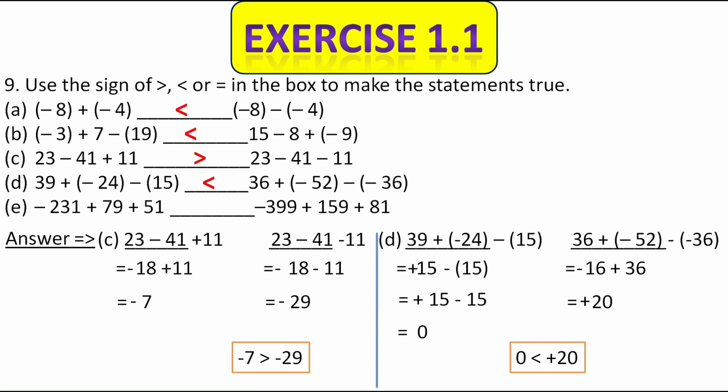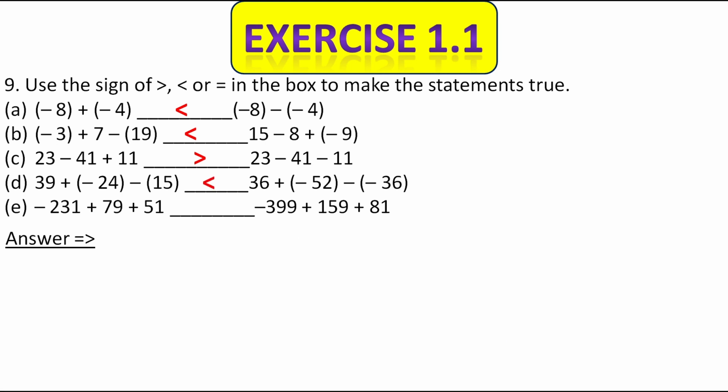Okay. Next one, that is minus 231 plus 79 plus 51. Now we will make a group of these two. We will keep this minus 231 as it is, and we will add these two. As both of them have the same sign, we have to add up. So 79 plus 51 is equal to plus 130. As both of them have different signs, we have to subtract. Minus 231 plus 130 will give you the answer as 101 with a minus sign, because here 231 is bigger.